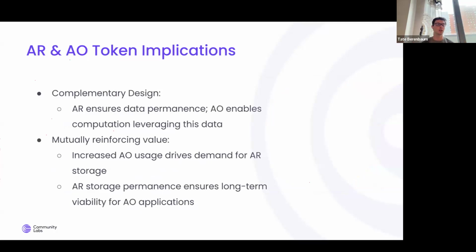Another question that comes up pretty commonly is, what are the implications of having two different types of tokens, one token for data storage and one token for compute, and why aren't they the same thing? Well, they're two different mechanisms, and hopefully that's clear now. They have a complementary design, though, in that Arweave ensures data permanence, and AO enables the computation on top of that data. It enables you to do things with the data beyond just store it.